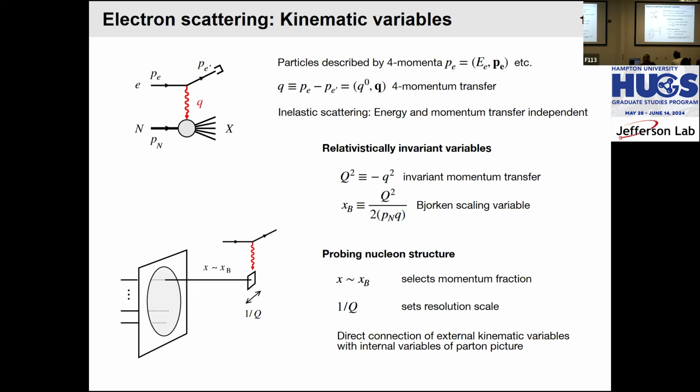And since we're dealing with inelastic scattering here, the energy and momentum transfer in the process are generally independent. As you know, in elastic scattering, the energy and momentum transfer are correlated by the condition of having exactly 1 mass in the final state. But here, this is inelastic scattering, so we have to think of the energy and the momentum transfer as 2 independent variables.